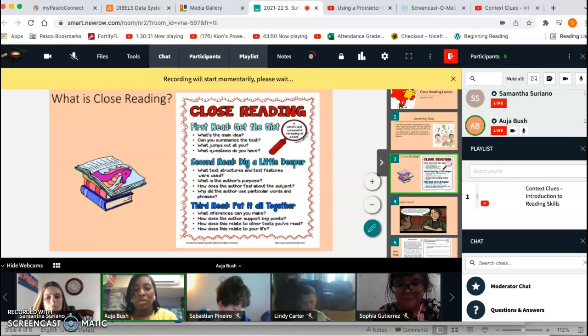In the second read, you dig a little deeper, and we look at text structures and text features. Text structures are more so what information is being relayed, what the author wants you to know, and the text features help you to understand. We can look at the author's purpose, their reasoning for what they wrote. How does the author feel about the subject? What different words and phrases did the author use, and all of that good stuff.